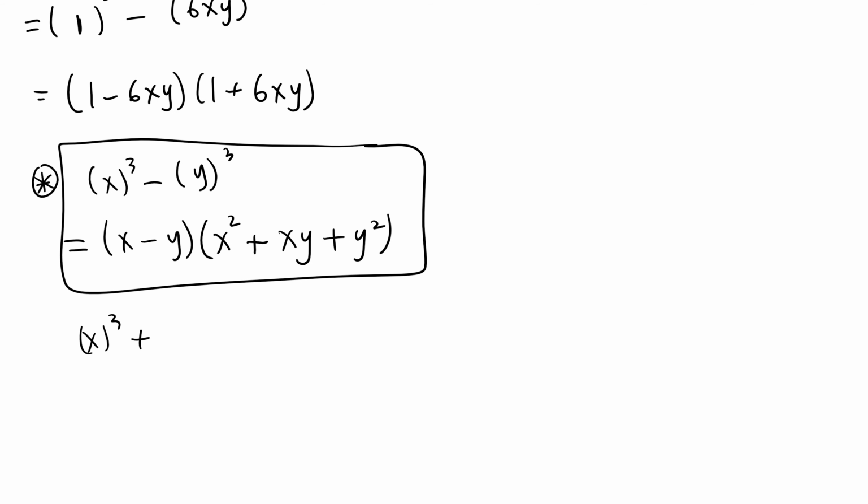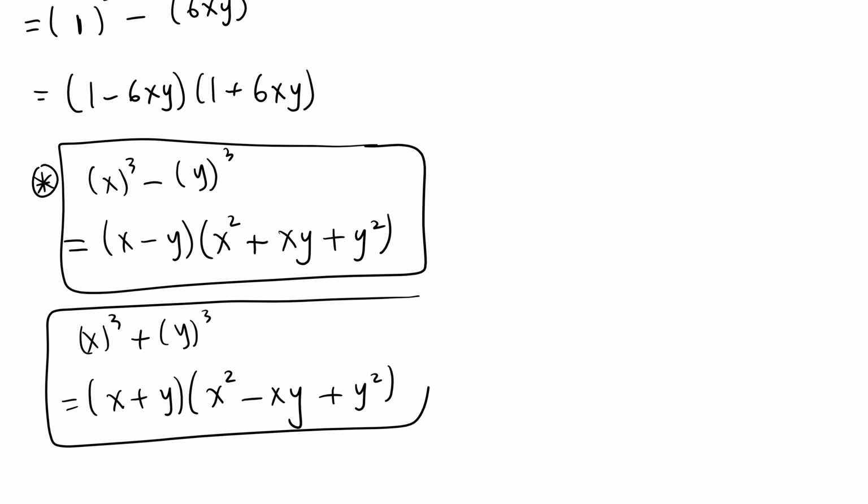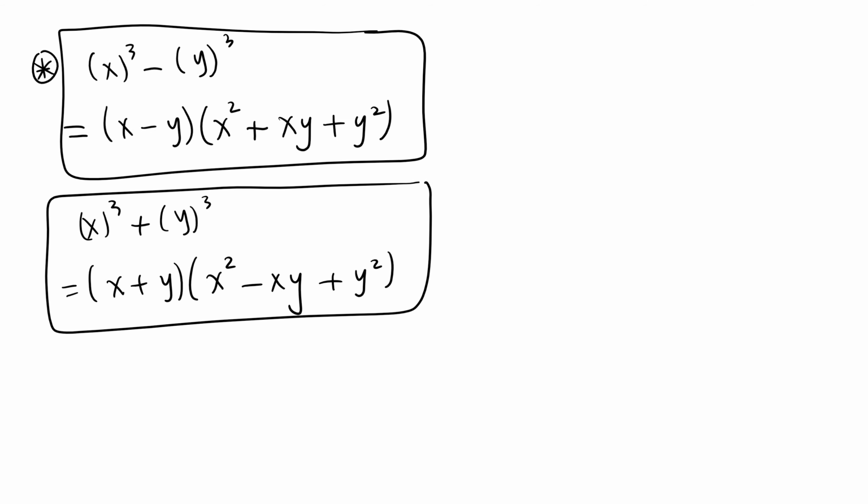x cubed plus y cubed is x plus y times x squared minus xy plus y squared. That's the sum of cubes. The previous one is the difference of cubes.